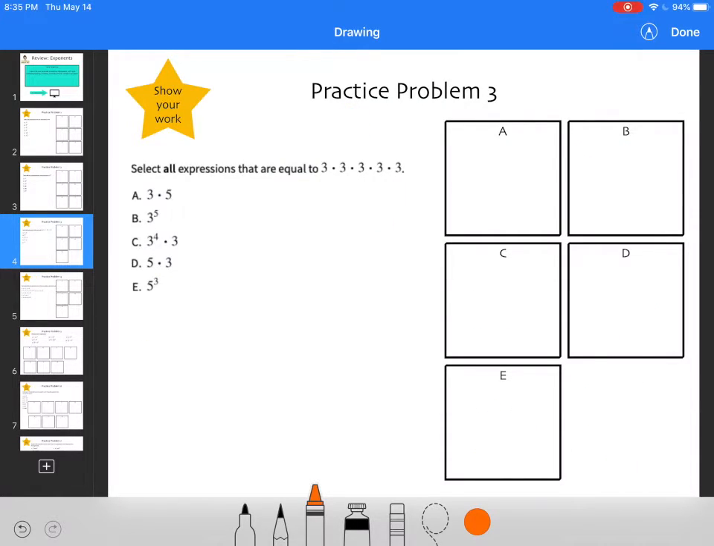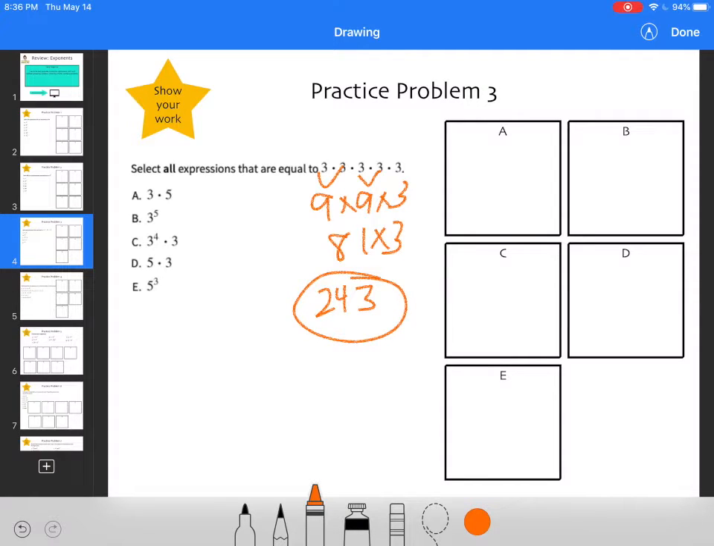Select all the expressions that are equal to 3 times 3 times 3 times 3 times 3. So that would be 9 times 9 times 3, so 81 times 3. So that's going to be 243. That's what I've got to make it equal to. So 3 times 5, that's going to be 15, so that's out.